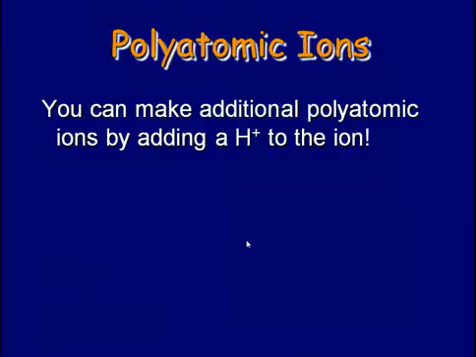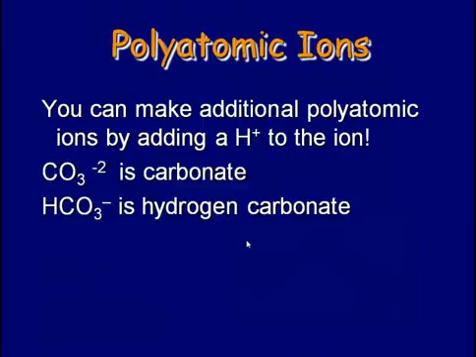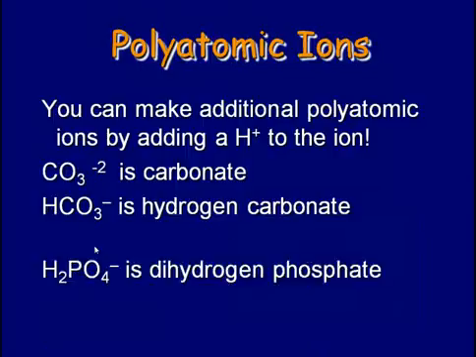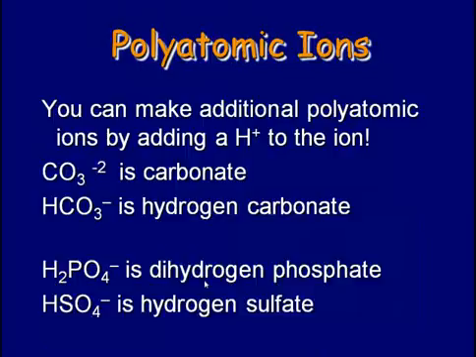For polyatomic ions, there's lots of them. You have to memorize 10, but one easy way to recognize some of those is if I have a carbonate and then I put an H in front, I end up with hydrogen carbonate. Just like if I have H2PO4, this would be dihydrogen phosphate, as opposed to HSO4, which is hydrogen sulfate.